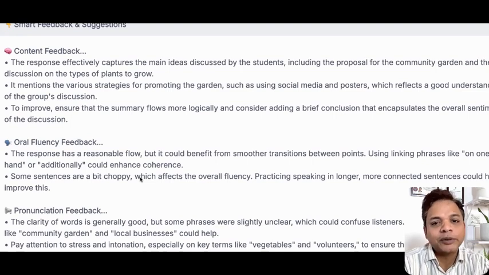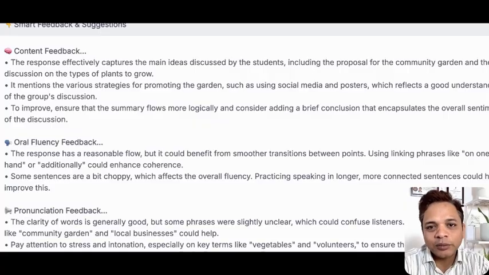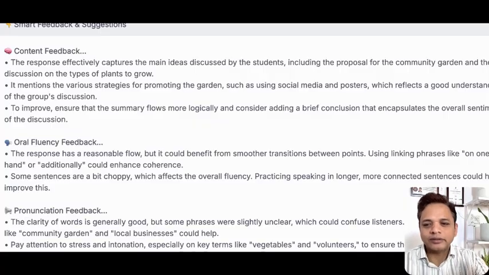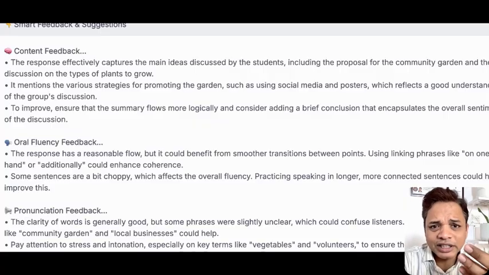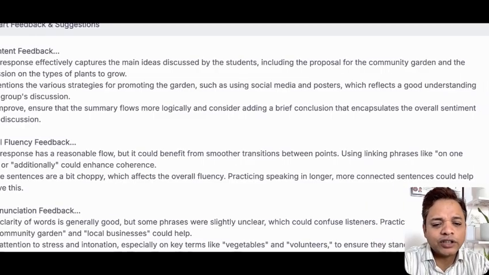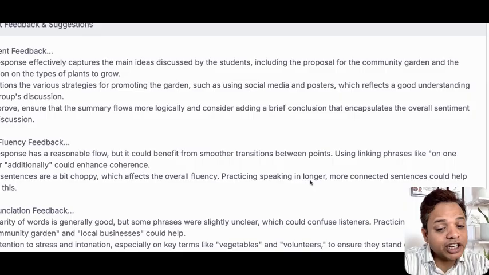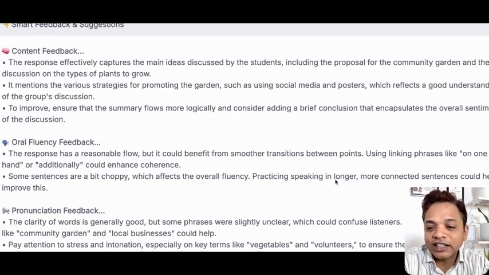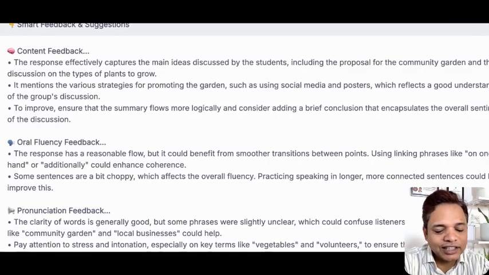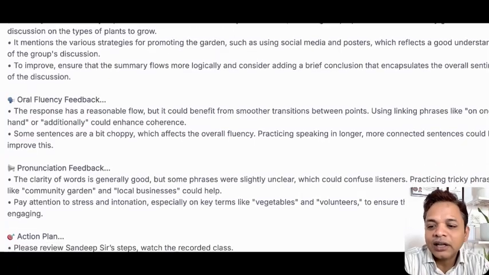It says, yes, they were choppy, because it happens in summarize group discussion, because you're processing a lot of information and writing notes and speaking. This happens, which affects the oral fluency. Practicing speaking in longer, more connected sentences can help you improve this. Excellent suggestion. I think one should follow this.